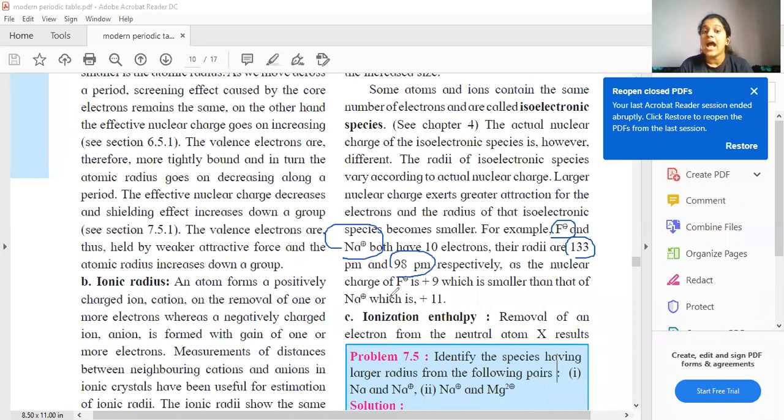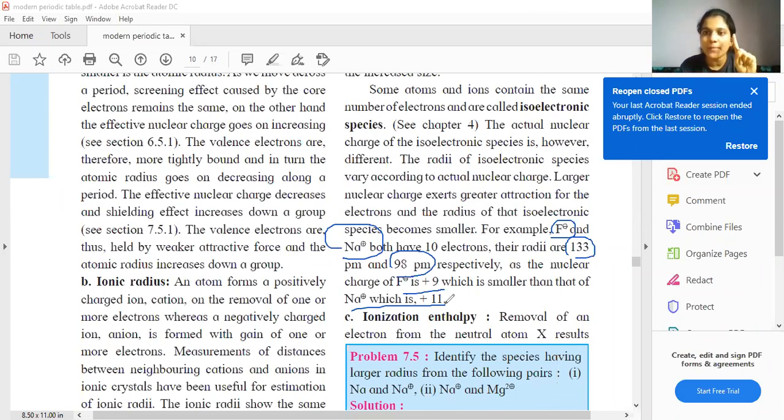As the nuclear charge of F minus is plus 9, which is smaller than Na plus, which is plus 11. See students, sodium's atomic number is 11, so the nuclear charge is going to be plus 11. But when you remove one electron to make it Na plus, the electron number has become 10, but the nuclear charge is the same. It is plus 11 only.